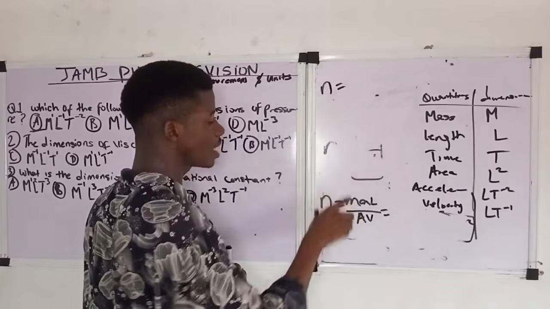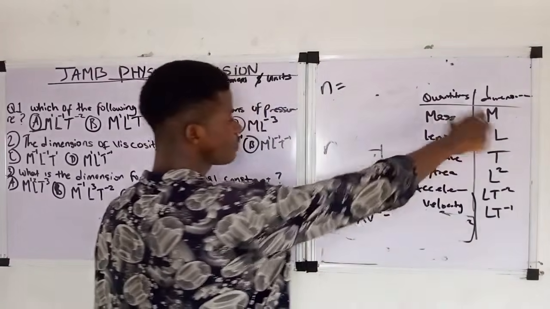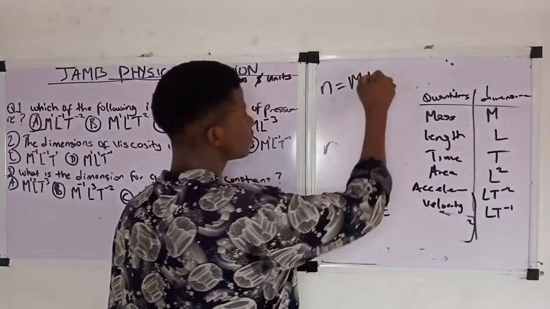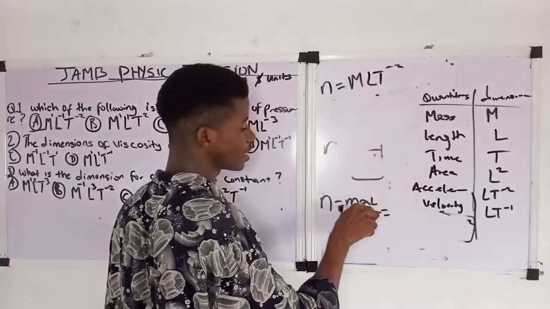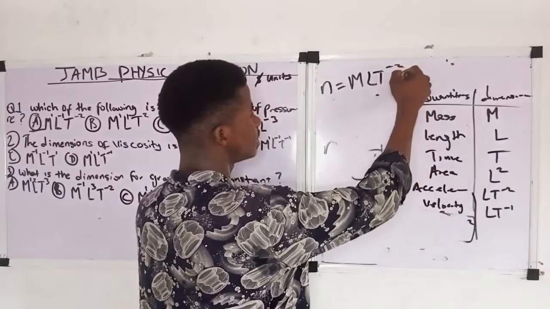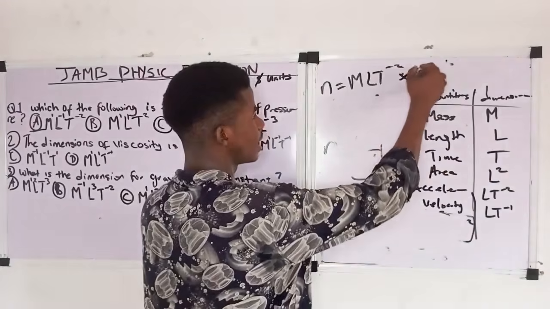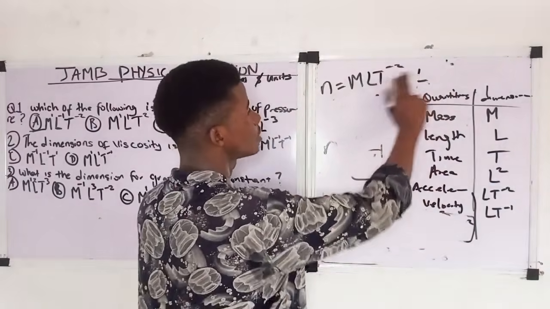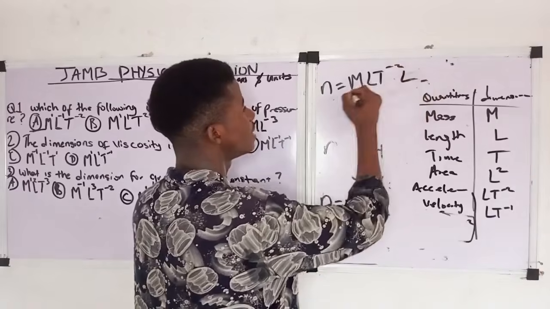Okay? So what is the dimension for length, for mass? The dimension for mass is capital letter M. The dimension for acceleration is L raised to minus 2. Then the dimension for length is still L, right? So times L. Yes, so we can just say L, right? Then divide by what?